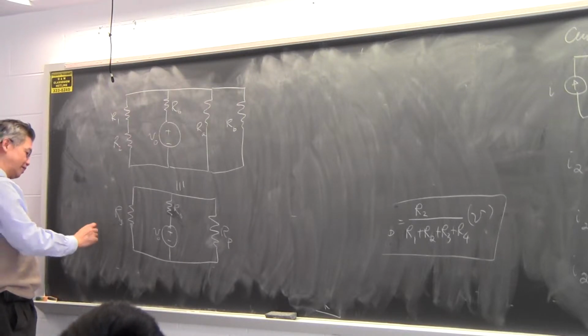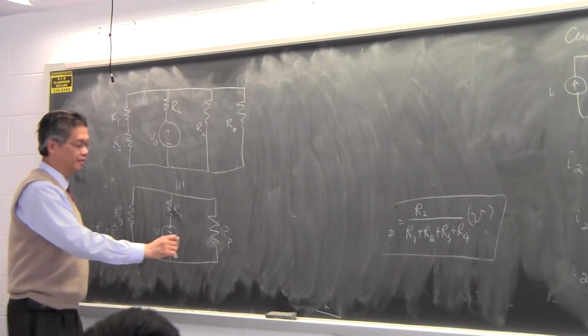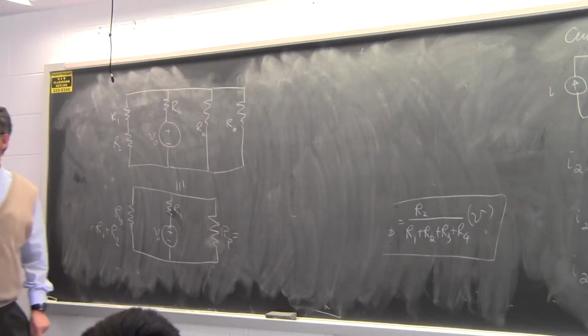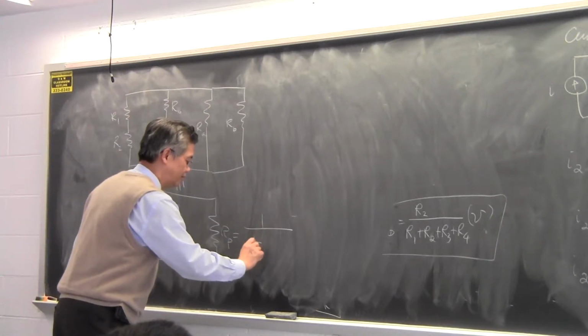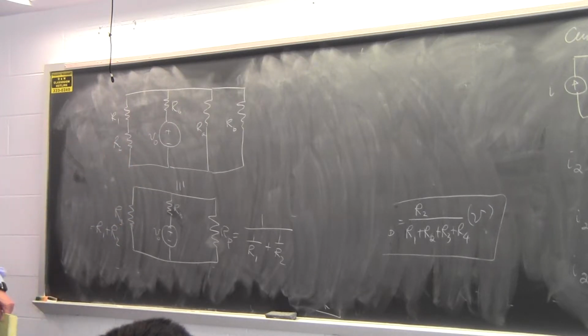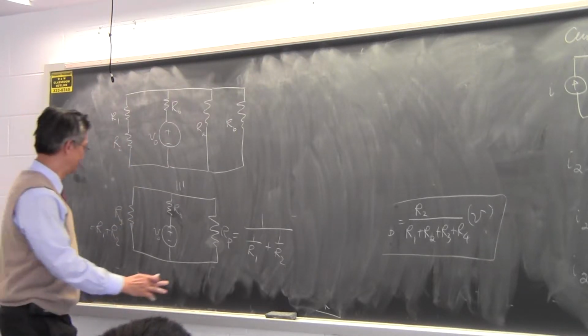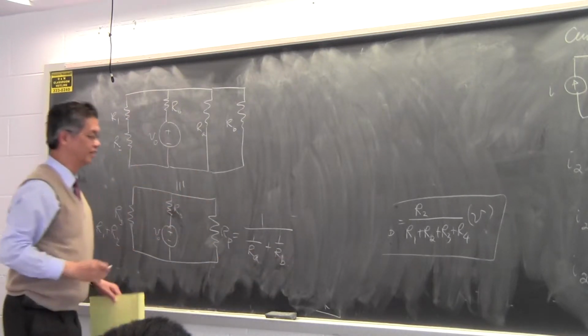R1 plus R2. Okay, very good. Many of you are getting it. And what is this R parallel here? 1 over? 1 over R1 plus 1 over R2. Okay, you just use that formula. Yeah, A and B, you're right. It should be A and B. Okay, thank you for pointing that out.